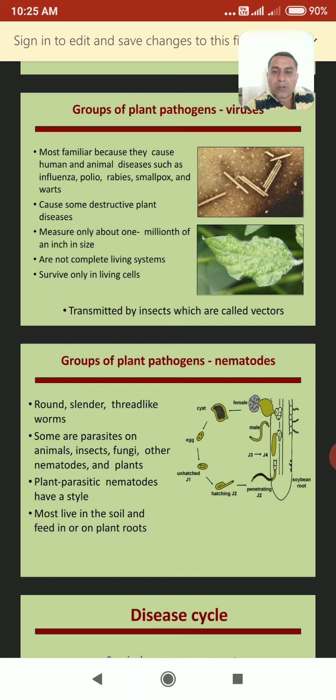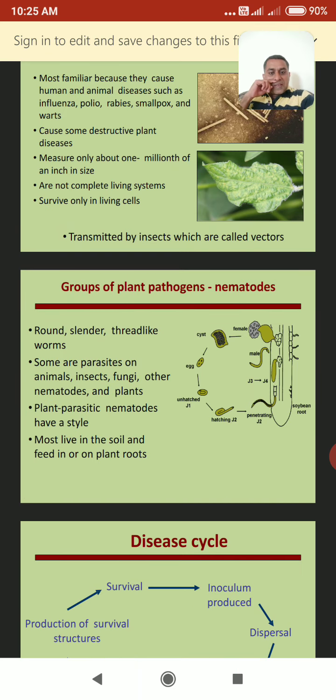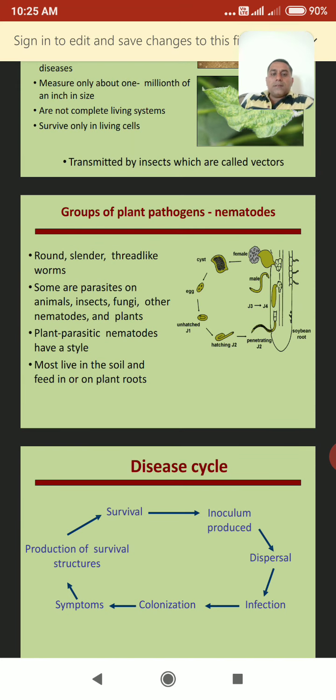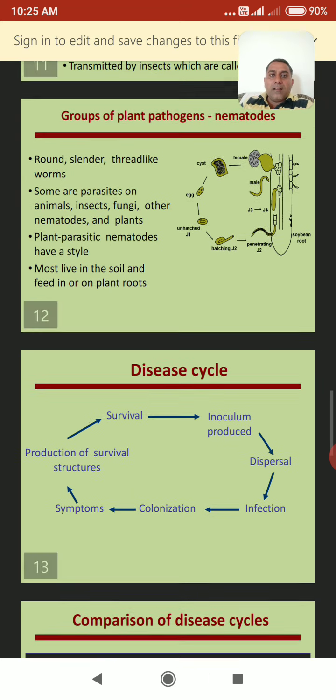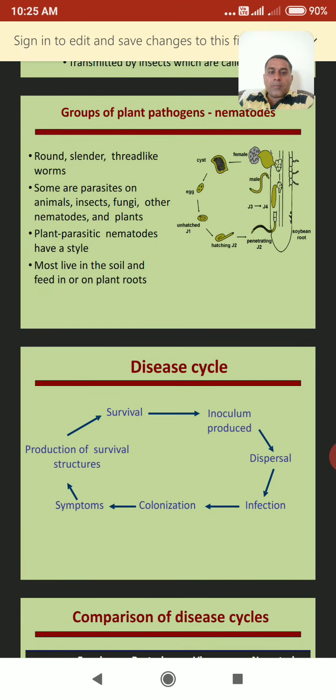Plant parasitic nematodes have a stylet. Most live in soil and feed in or on the plant roots. Mainly they feed on the plant roots. Now the disease cycle. Now we can see the structure, or the diagram, of the disease cycle: survival, inoculum produced, dispersal, infection, colonization, symptoms, and production of survival structures.